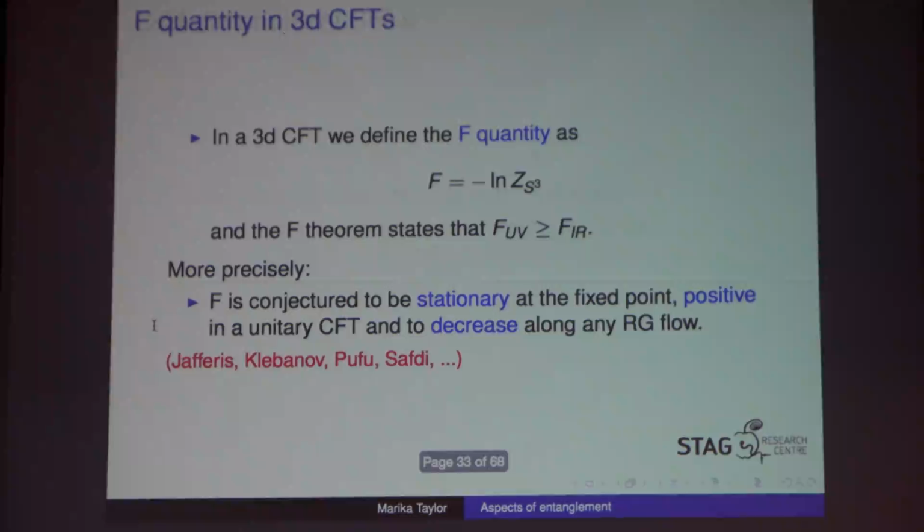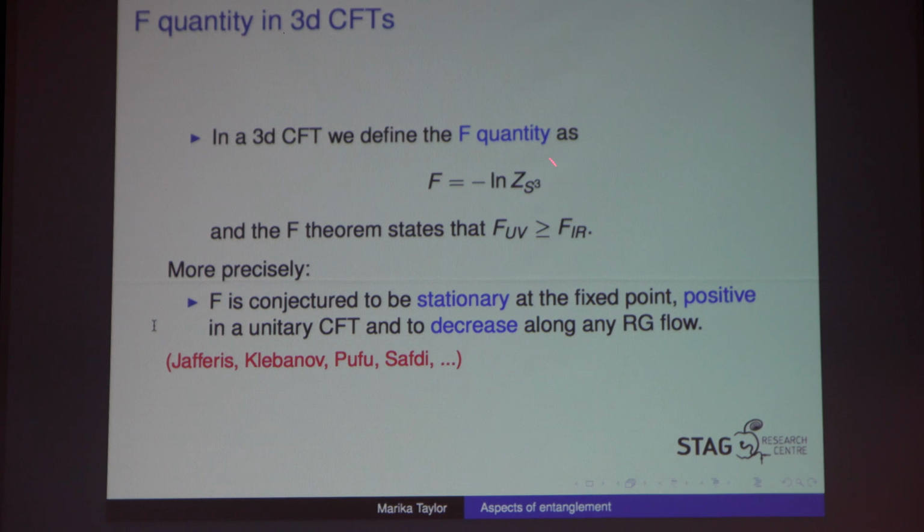So it seems like a little bit of a side to this talk, but it turns out to be something intimately related to entanglement entropy. It was proposed in particular by what was then the Princeton group of Jafferis, Klebanov, Pufu, and Safdi that the quantity which counts the number of degrees of freedom in a 3-dimensional conformal field theory, and there are analogous conjectures in other odd dimensions, 5, 7, and so on, is the quantity you get by computing the partition function on a 3-sphere. So we calculate the F quantity in terms of the partition function on the 3-sphere.